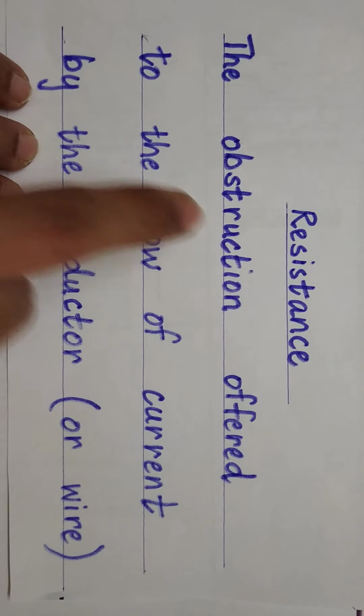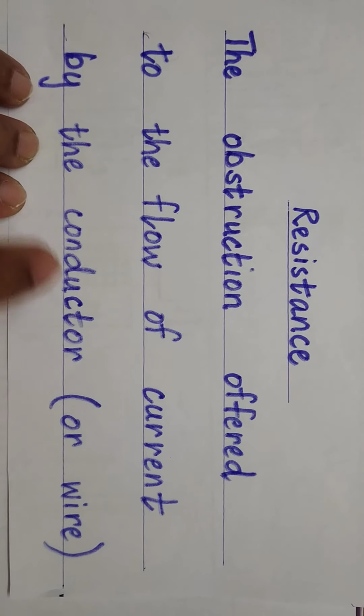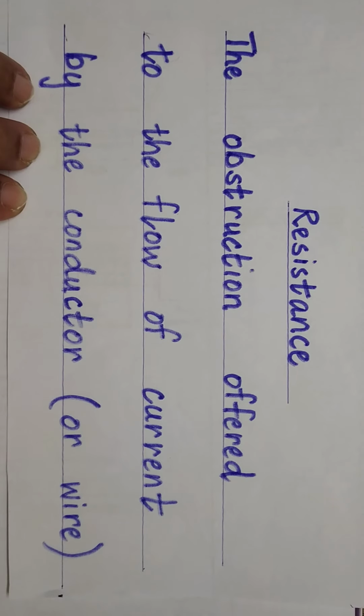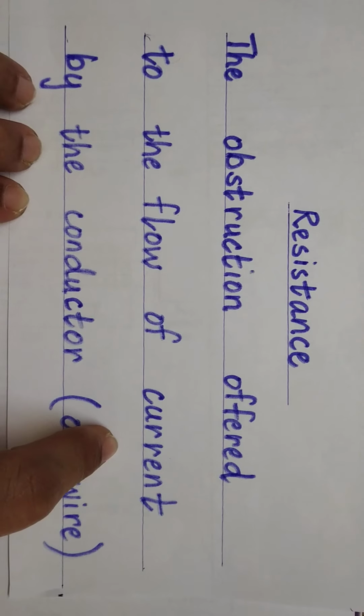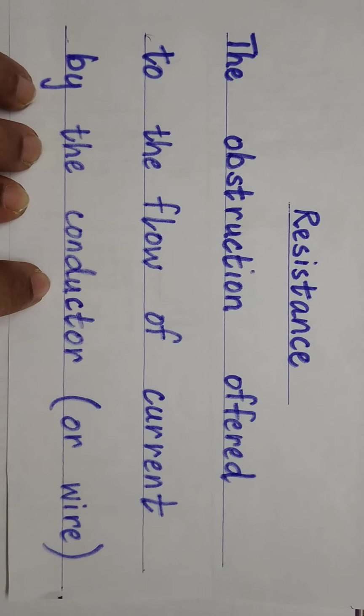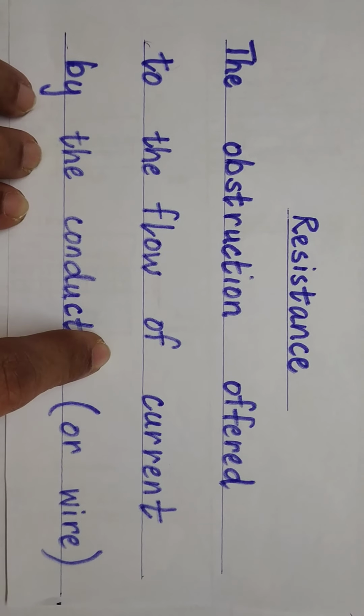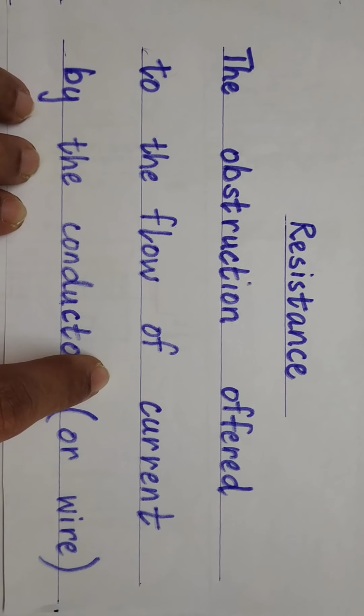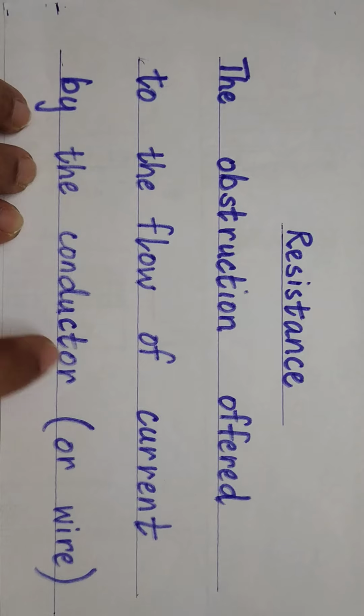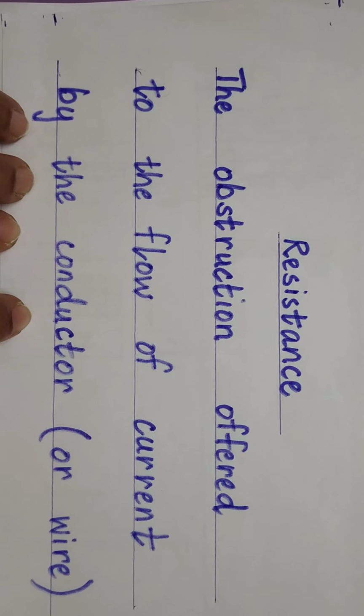So that is the obstruction, because the speed decreases when they collide. So the speed of the electrons decreases as they collide with the other particles in the conductor. When I say the other particles, remember, they are positively charged ions and the free electrons.